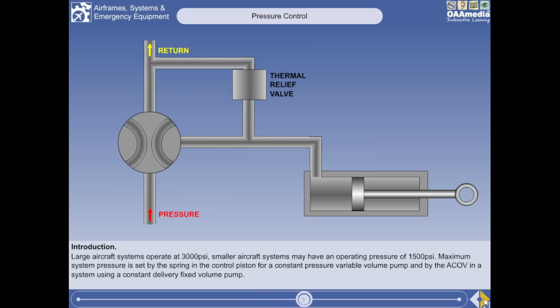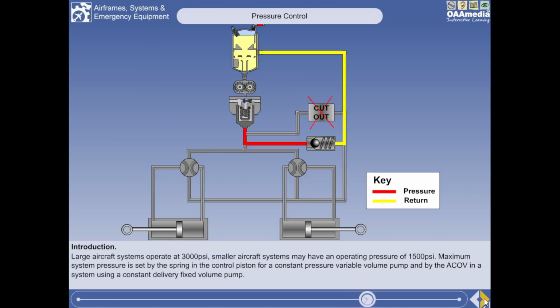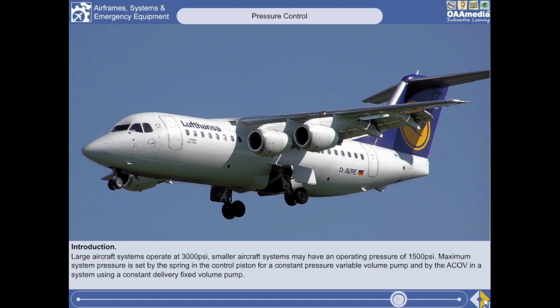A number of other components are used to maintain or limit fluid pressure in various parts of a hydraulic system. Relief valves are used to relieve excess pressure caused by thermal expansion, thermal relief, or by failure of the normal system pressure control device, full flow relief. In the flap system, they are used for mechanical overload protection, flap relief. All act in a similar manner, relieving the excess pressure by returning fluid back to the reservoir.